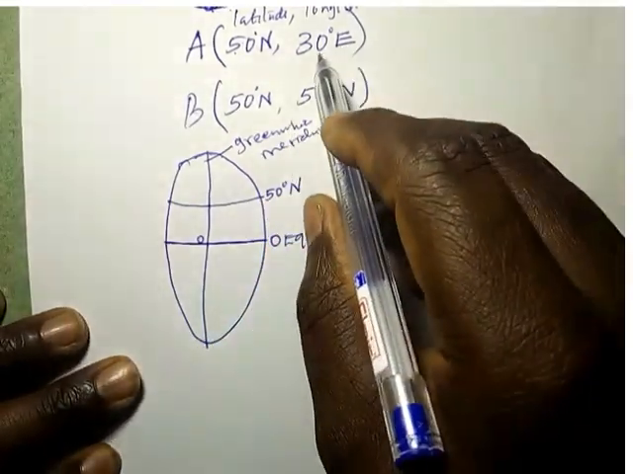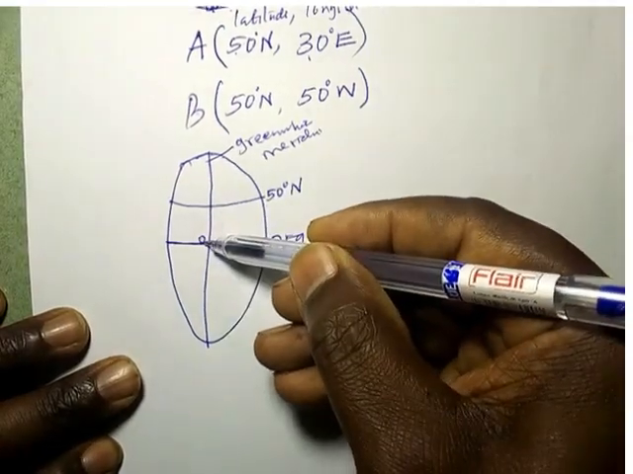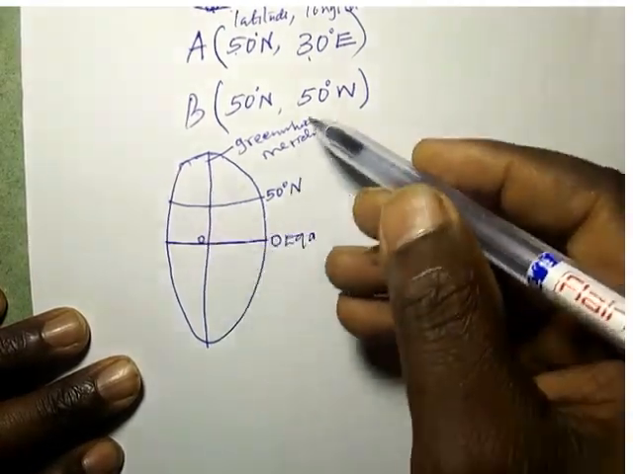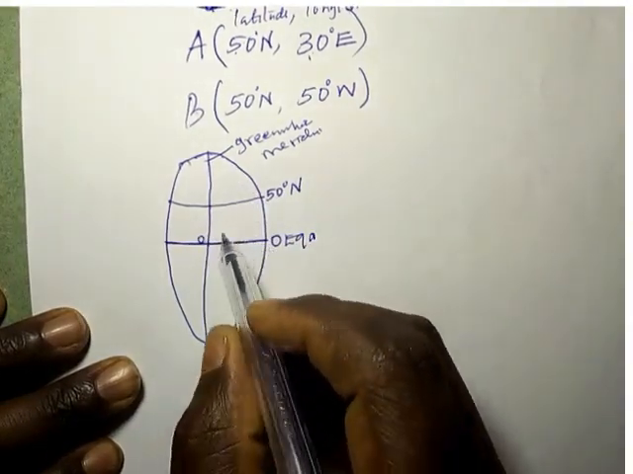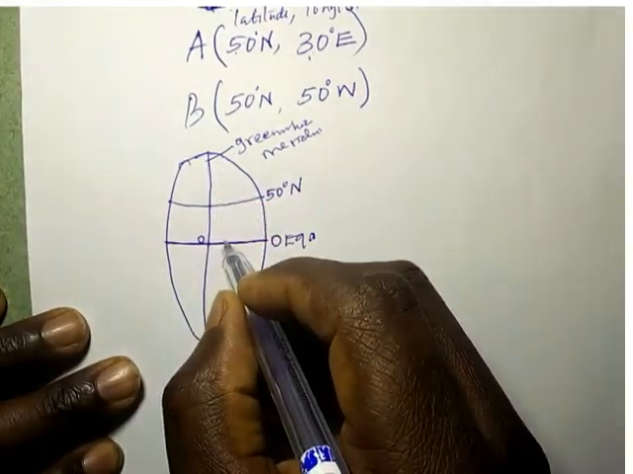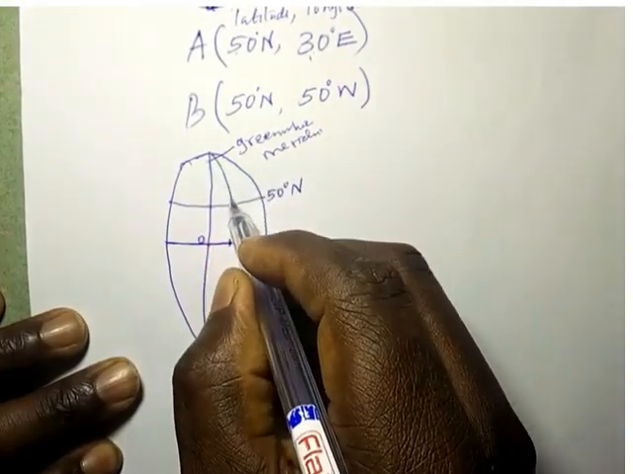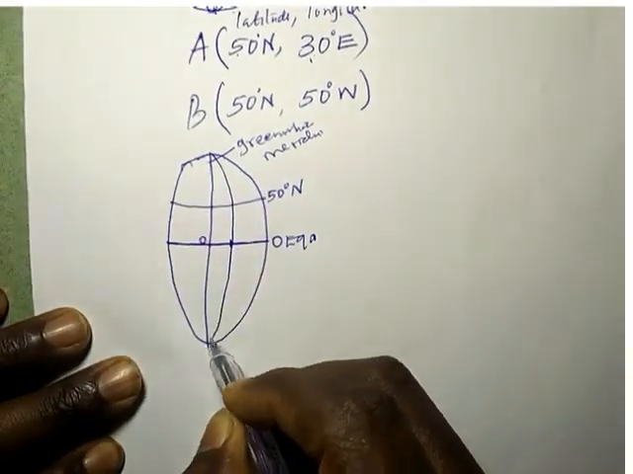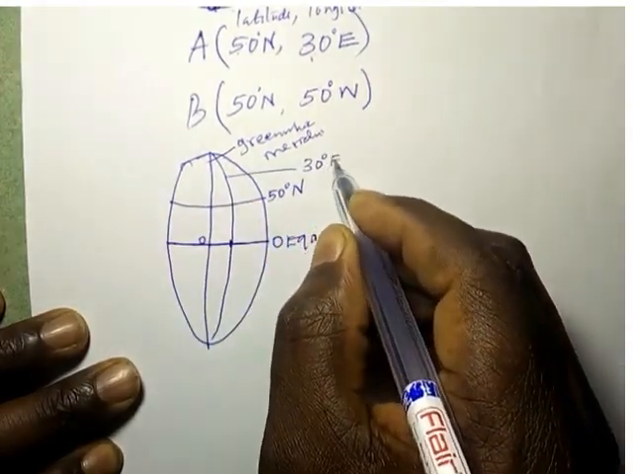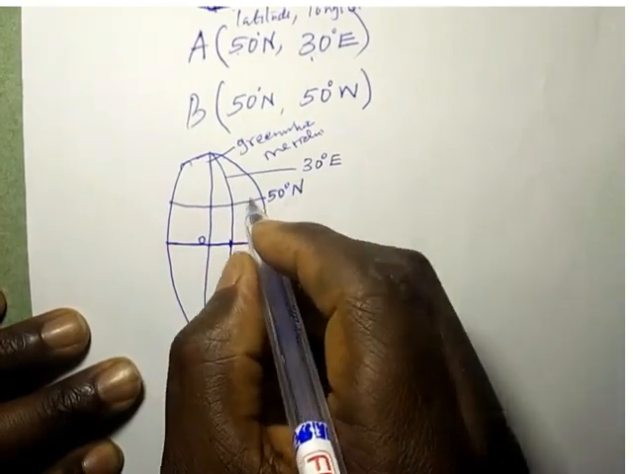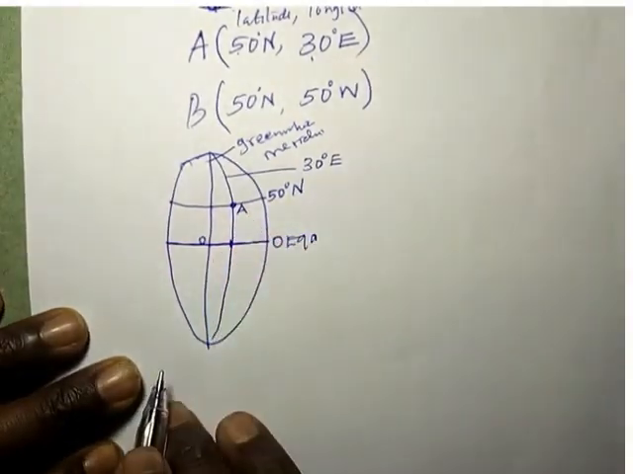And then 30 degrees east. This is the Greenwich meridian, which is 0. So we have 30 east. East is on the right side, this side. So east, 30 will be somewhere here. Right? So we draw this. This one is 30 degrees east. So it means point A is here. This is point A.